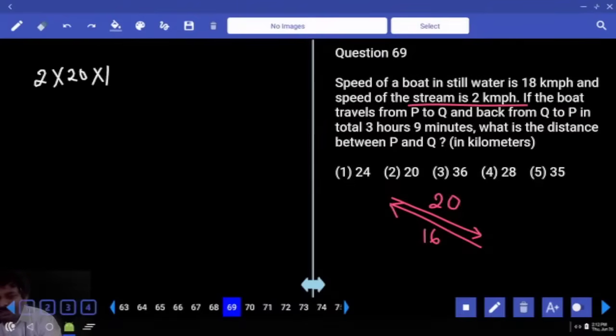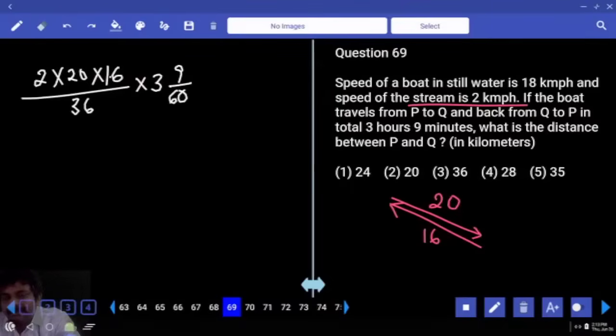2ab by a plus b. Are you following? This is the average speed maintained for the entire journey. If you multiply it with the total time, which is 3 hours 9 minutes, converting 9 minutes to hours is 9 by 60, simplified to 3 by 20. So 3 by 20, 63 by 20. Are you okay? Let me rewrite it as 63 by 20. Total speed multiplied by total time will give you total distance.